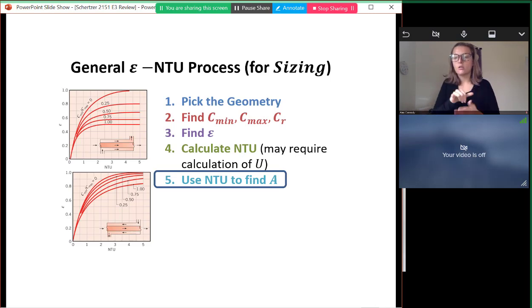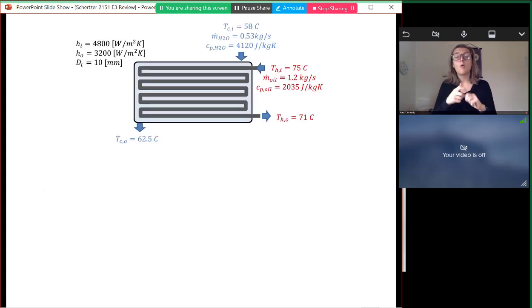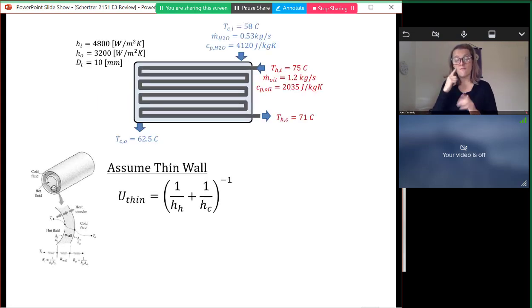So now we're going to use NTU to find the area, right? So NTU is going to be the effective heat transfer coefficient times the area divided by C min. So I can rearrange this expression to find the area. But here I don't yet know the effective heat transfer coefficient. So if this problem was really long, it might ask me to find H of the internal flow through the tubes, right? But here we didn't do that.